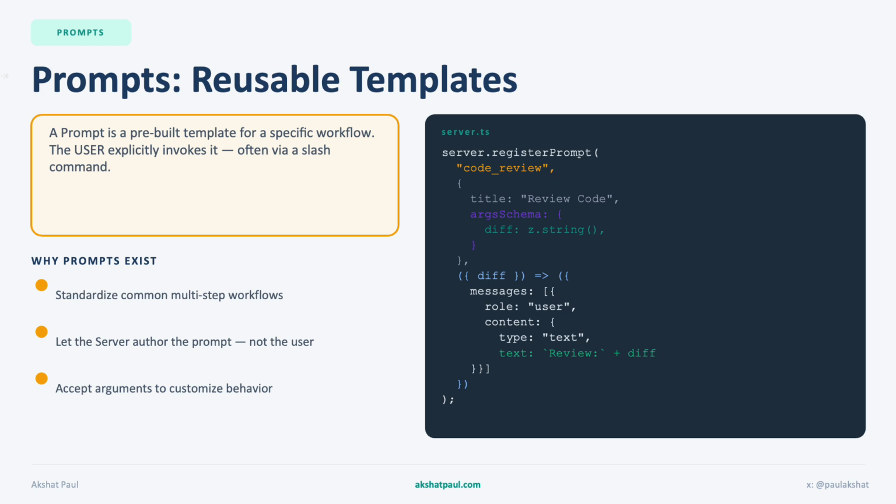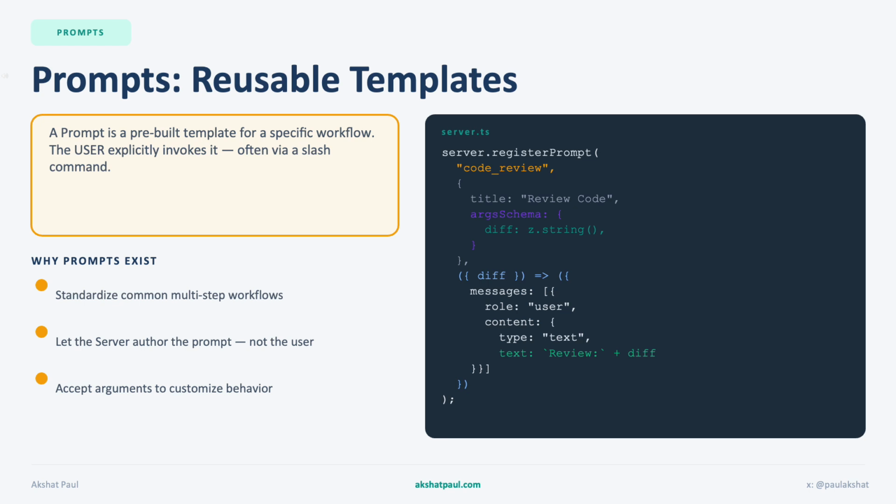Why do prompts exist? Three reasons. First, they standardize common multi-step workflows. Instead of every user typing out a long, carefully worded request for a code review, the server author can define the ideal prompt structure once. Second, this means the server author, the expert who built the integration, gets to encode best practices into the prompt rather than relying on every user to write good prompts themselves.